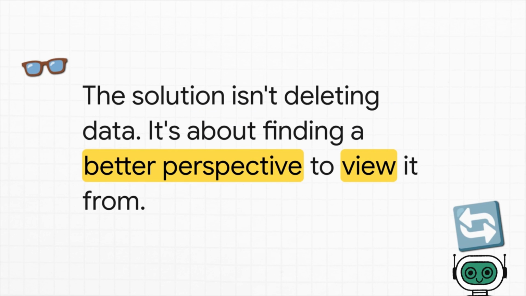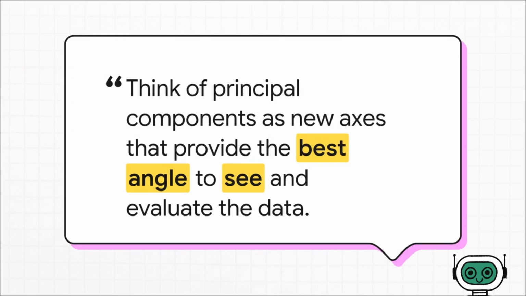Now, your first instinct might be to just start deleting columns, but that's a bit like throwing darts in the dark. A much better approach is to find a new perspective, a better angle from which to look at your data. Here's an analogy. Imagine you have a complex 3D object, like a chair. If you shine a flashlight on it, the shadow it casts on the wall can look completely different depending on the angle of the light. From one side, it might be a confusing blob, but from just the right angle, the shadow clearly shows the shape of a chair. PCA is the mathematical way of finding that perfect angle for your data.